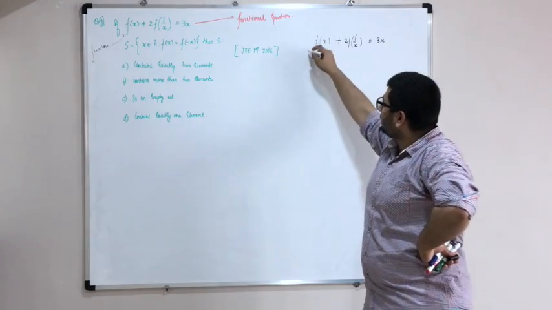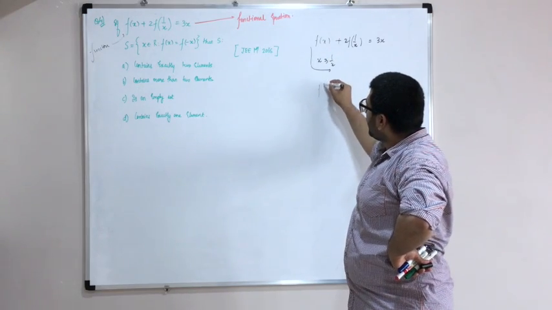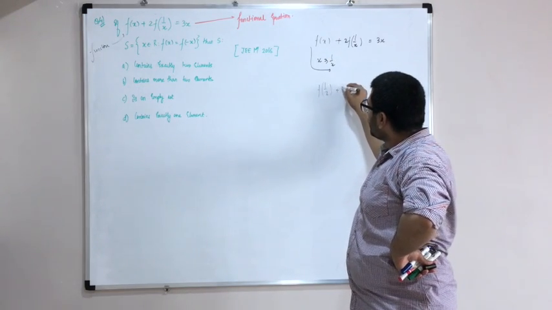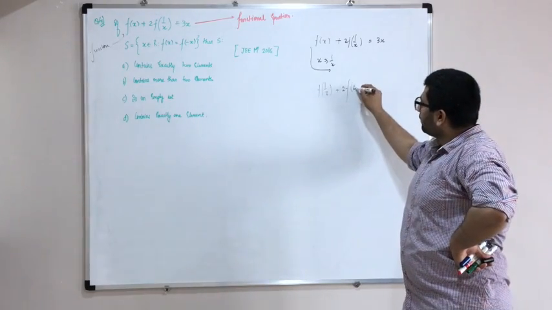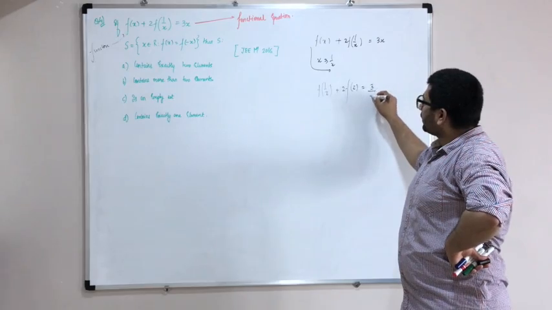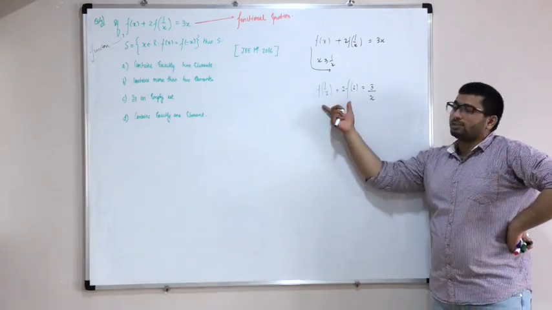Let's understand. So in this case, if I replace x with 1 by x, what will I get? Check. F of 1 by x plus 2 f of 1 upon 1 by x will be 3 times x only. What I am doing? I am replacing x with 1 by x. अच्छा, इससे क्या होगा? एक चीज बहुत अच्छी मिलेगी.